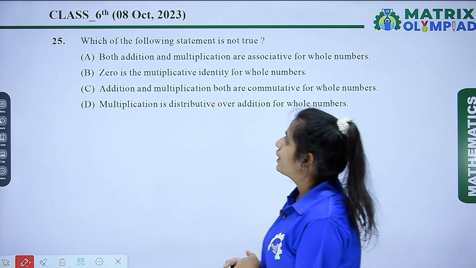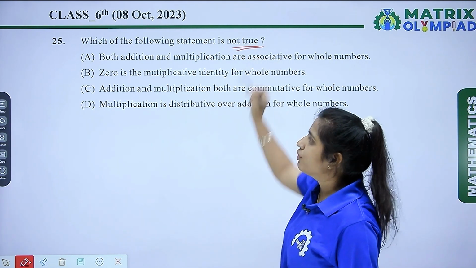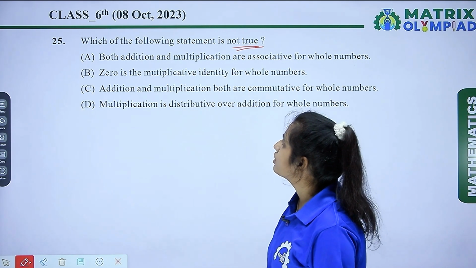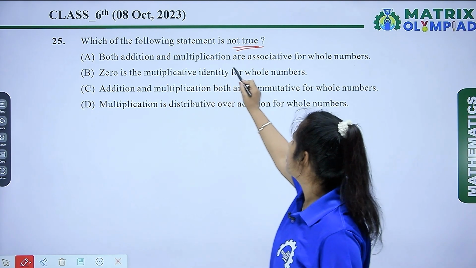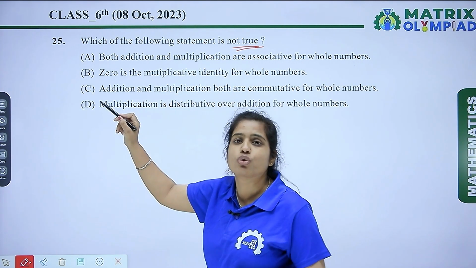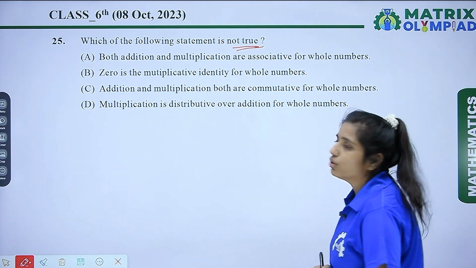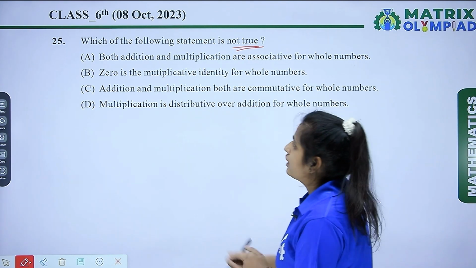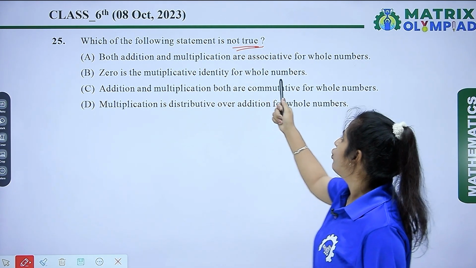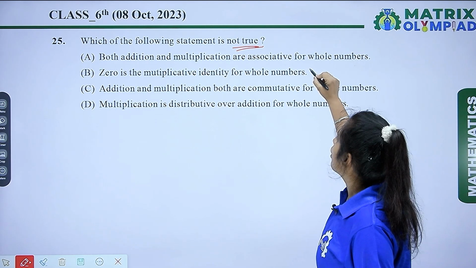In question number 25, it is said which of the following statements is not true. आपको find out करके बताना है कि कौन सी statement true नहीं है. तो यहाँ पर first statement है both addition and multiplication are associative for whole numbers. Yes, this statement is true because in associative property addition और multiplication दोनों ही whole numbers में possible है. Now the next is 0 is multiplicative identity for whole numbers. So this property is not correct.